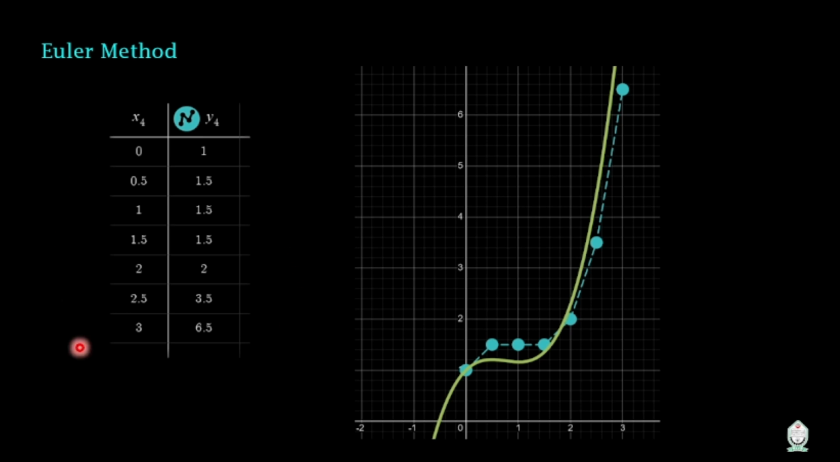See here, we have found values of y up to 3 and plotted them in the graph, and this green line is the exact function of y. You have seen it in the previous part of the video. So here you can see, using Euler's method, we can reach much closer to the exact function of y.